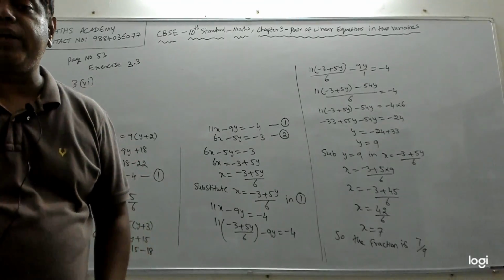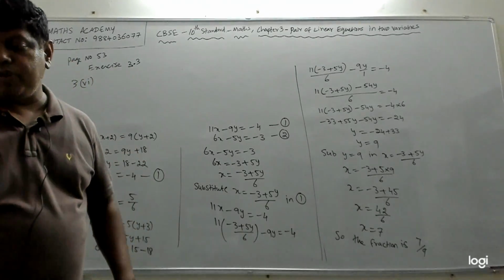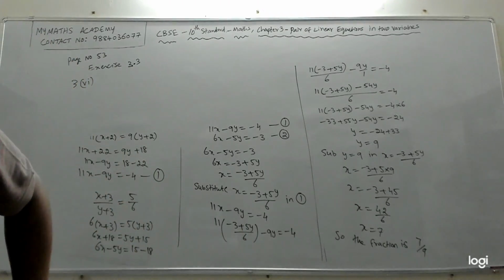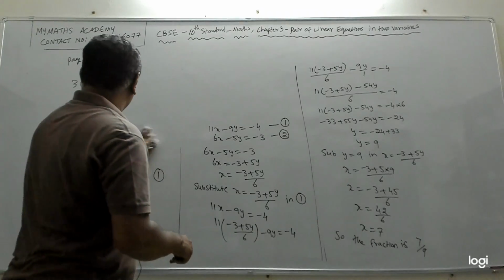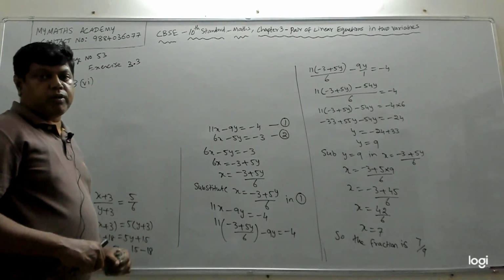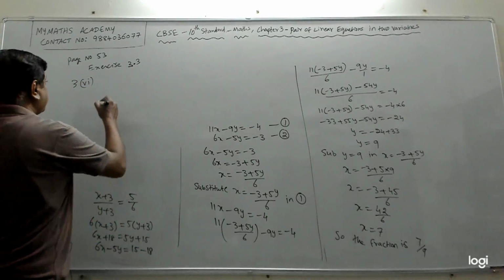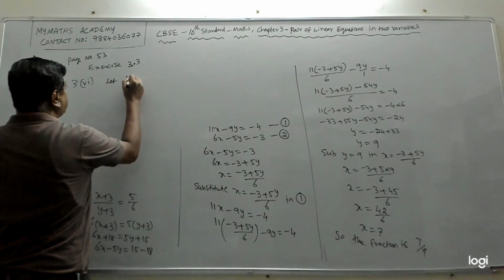What are the present ages? Whenever they talk about ages, we need to take the present age as x, the present age of the people. So who are the two people? Jacob and his son.